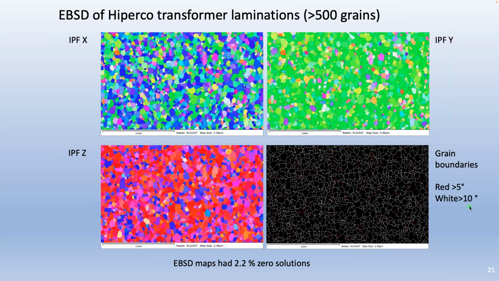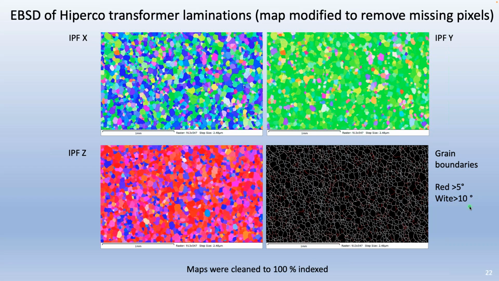If you're going to do this, these maps had 2.2% zero solutions. I'd clean them up a little bit like this. So maps were cleaned to 100% indexed with a variety of techniques. We can see this nice clear grain structure now. And we know that both techniques are going to take a look here and see what the grain size is.